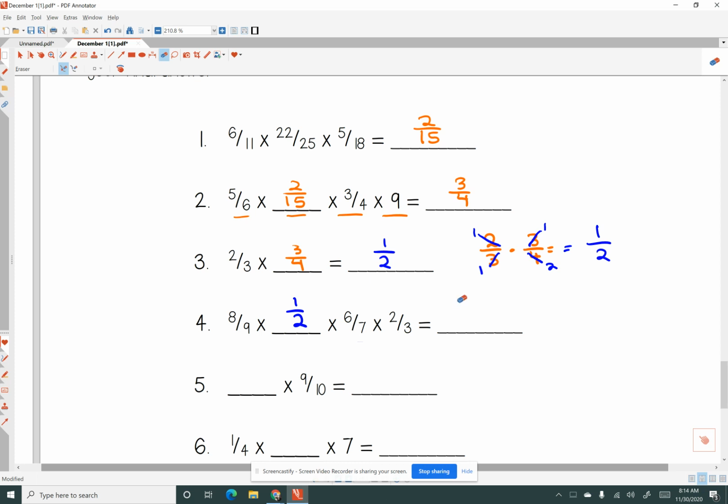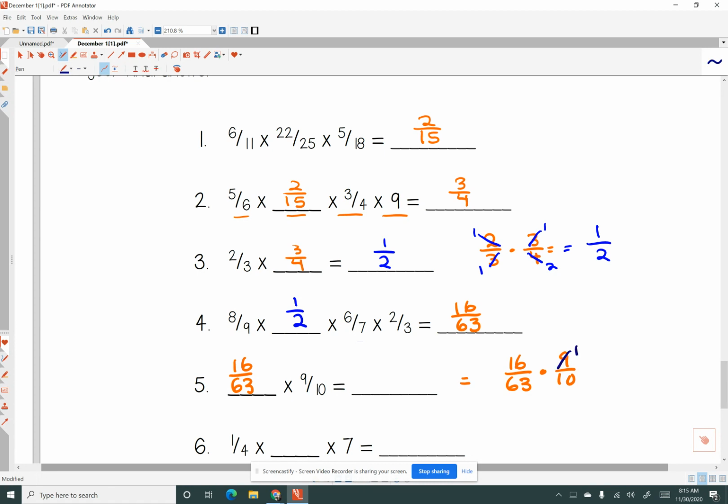So we'll put the answer of 16 over 63 right there and here, 16 over 63. And we can work problem number 5 right on the paper. So 16 over 63 times 9/10. Lots of simplifying we can do.